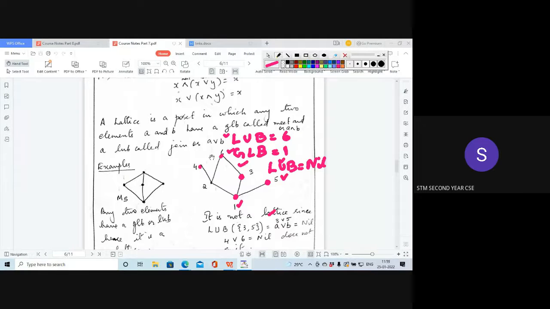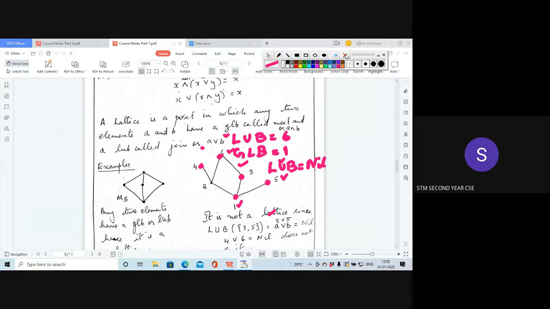Likewise, we take 4 and 6, it is not related to any other element. It does not have a least upper bound. So since it doesn't have a least upper bound, this also doesn't obey the law of lattice. So this cannot be considered as a lattice. If it doesn't exist for any one pair, then this cannot be considered as a lattice.